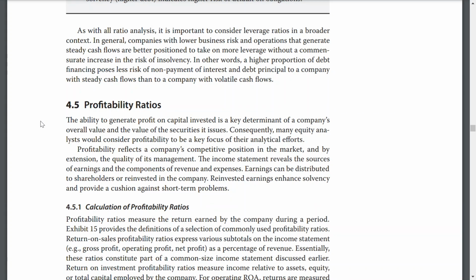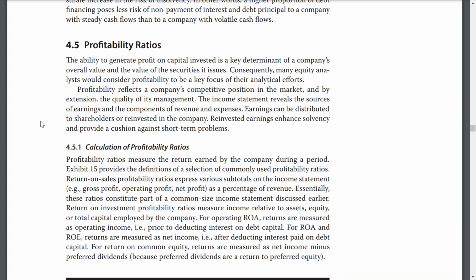As with all ratio analysis, it is important to consider leverage ratios in a broader context. In general, companies with lower business risk and operations that generate steady cash flows are better positioned to take on more leverage without a commensurate increase in the risk of insolvency. In other words, a higher proportion of debt financing poses less risk of non-payment of interest and debt principal to a company with steady cash flows than to a company with volatile cash flows.